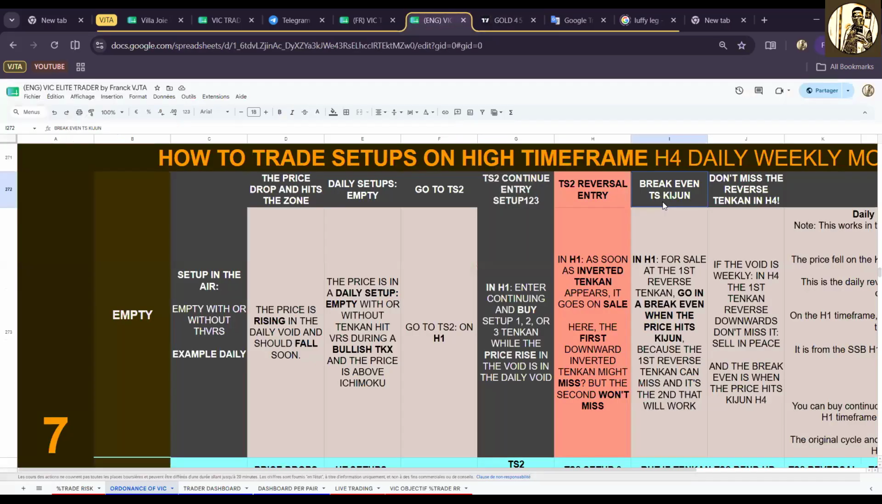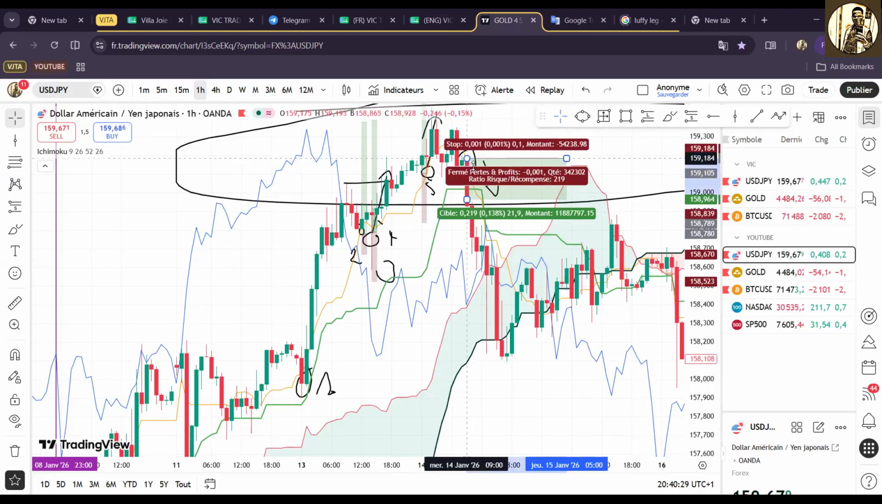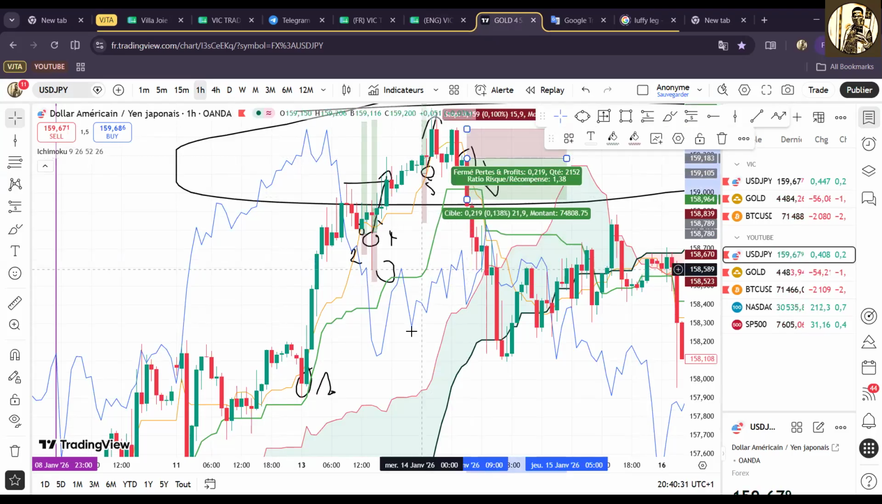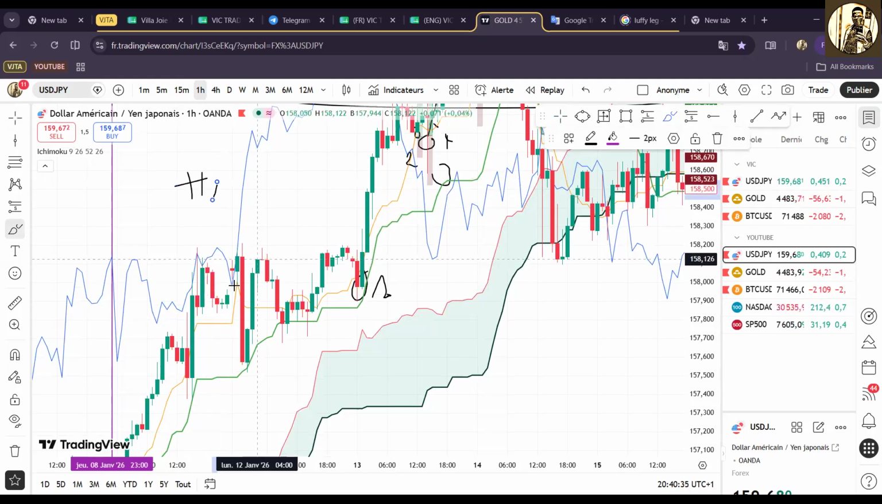So the next thing that I want to emphasize is that when you sell on the inverted Tenkan, go on break even when the price hits Kijun. So when the price hits Kijun here, go on break even, like drag the stop loss to the break even. Why? Because in H1, in 1 hour, sometimes you will see Tenkan inverted go down one time like this.